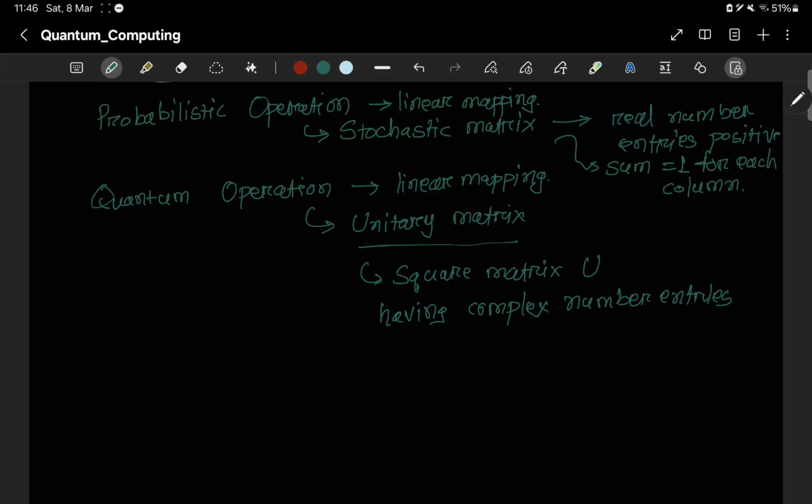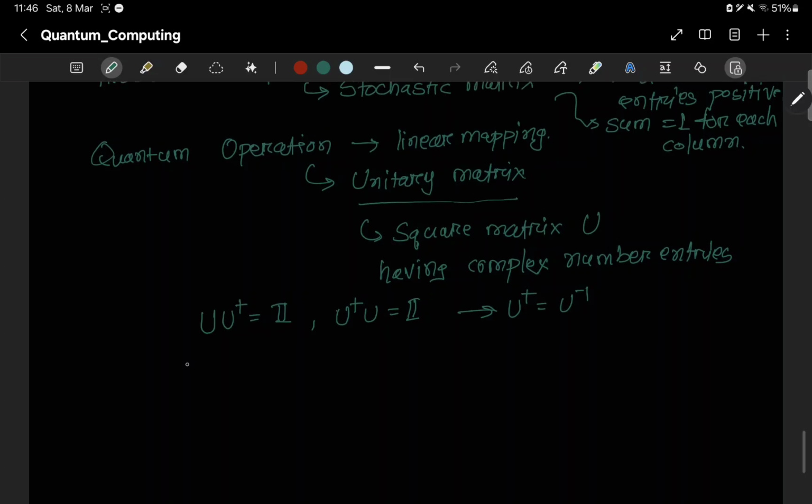However, in this case, for the unitary matrix, U and U dagger should give us the identity matrix. Similarly, U dagger U should give the identity matrix. This means U dagger is nothing else than the inverse of U. Here U dagger represents the conjugate transpose of U, which is basically taking a transpose and then taking the complex conjugate of each of the elements.